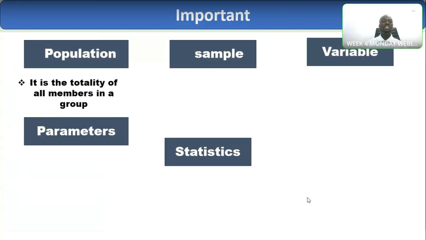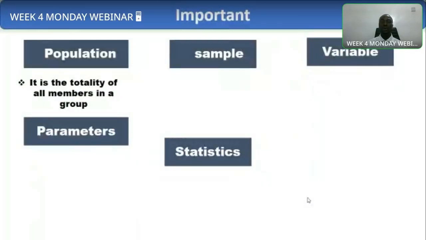Population is the totality of all the members in a particular group. So when we say, okay, this is a group, when we put every individual, every member that belongs to that group together, we are referring to the population. For example, let's say we go to a particular school and we say all the female students in that school, every female student in that school, that is a population.